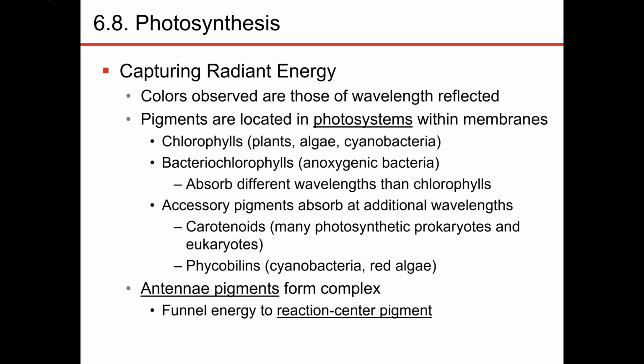The different pigments are going to differ depending on the organism. In our aerobic organisms, we use chlorophyll right here. In anaerobic organisms, they often use a substance similar but not the same, bacterial chlorophylls, which pick up different wavelengths of light. And then we have accessory pigments like carotenoids or phycobilins that are utilized at different times of the year.